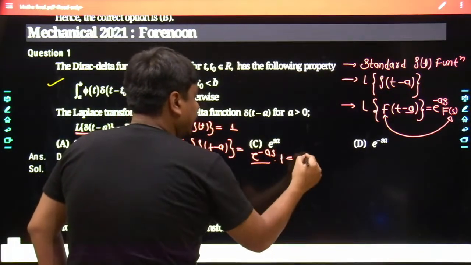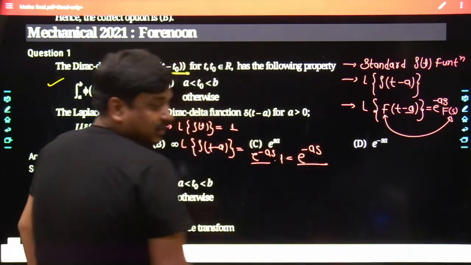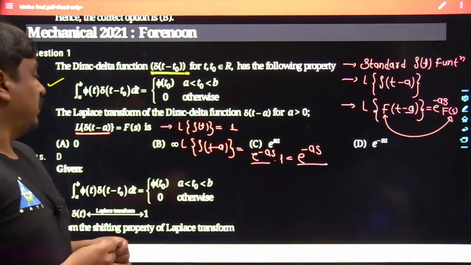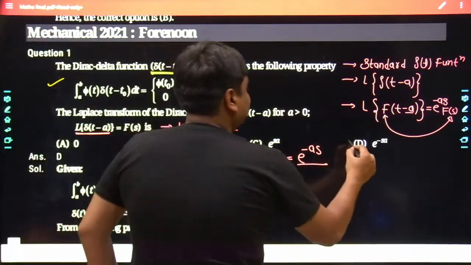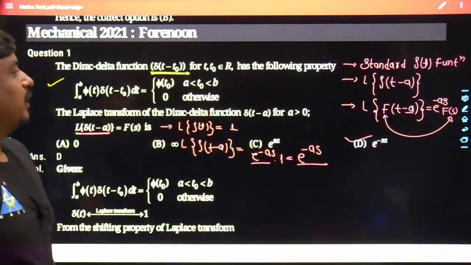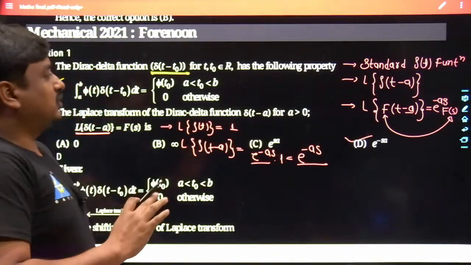And the result we are getting is simply going to be e to the power of minus as. So what would be the best answer? The best answer is going to be option D. Again, let me recall what the problem was.